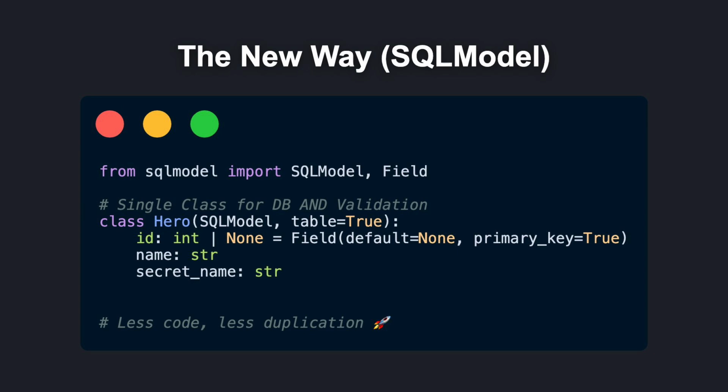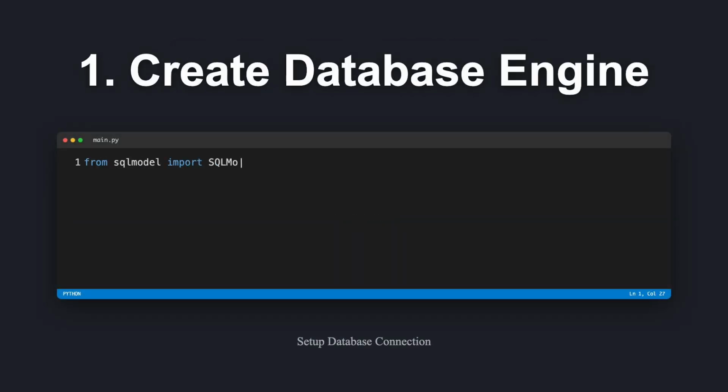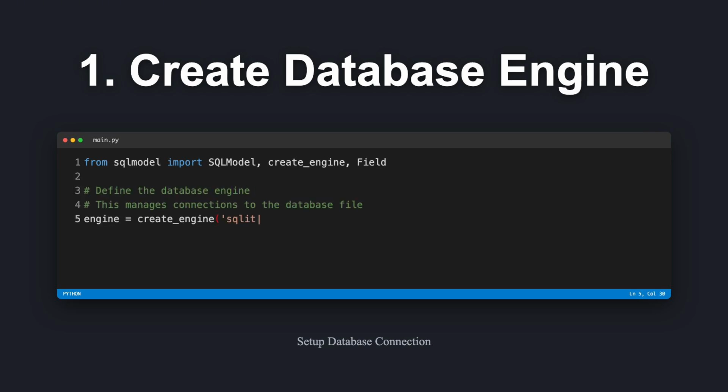First, we create a database engine. This defines how our application connects to the database. For this example, we'll use SQLite, but the same structure works for Postgres or MySQL.